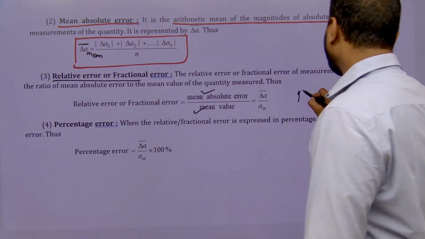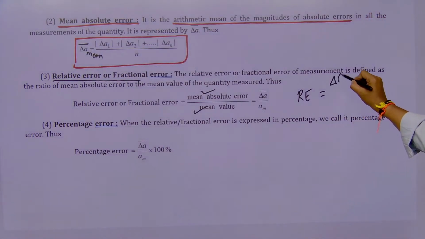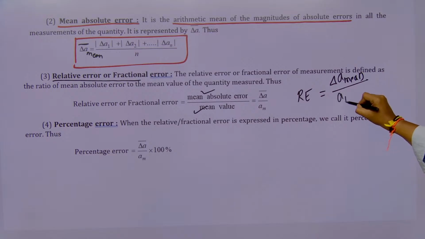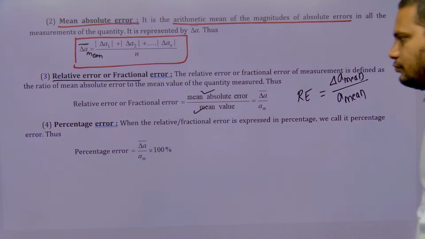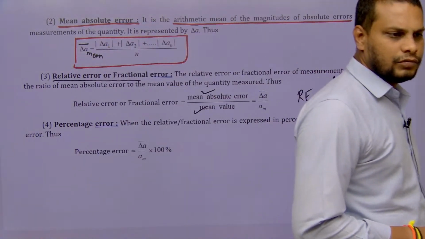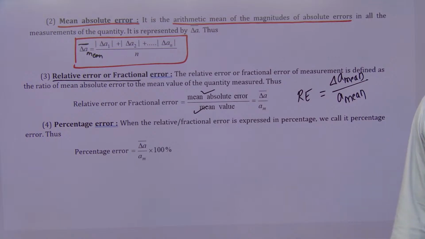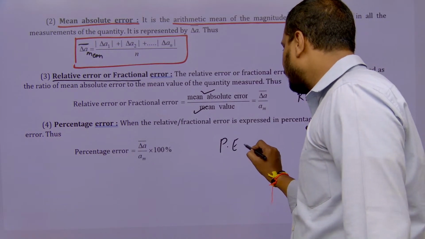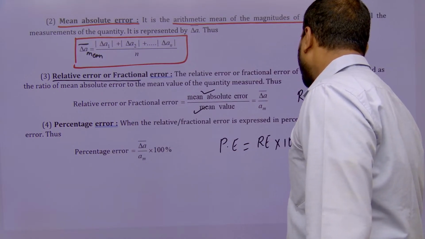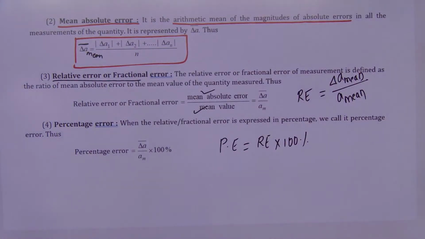So relative error or fractional error can be taken as delta a mean divided by a mean, or a true value, because the mean value is very close to the true value. Just write down that formula. Relative error is equal to delta a mean by a mean, so mean absolute error by mean value. Then for percentage error, what do we have to do? Multiply this with 100%. Are you clear? So percentage error is nothing but relative error multiplied by 100%.